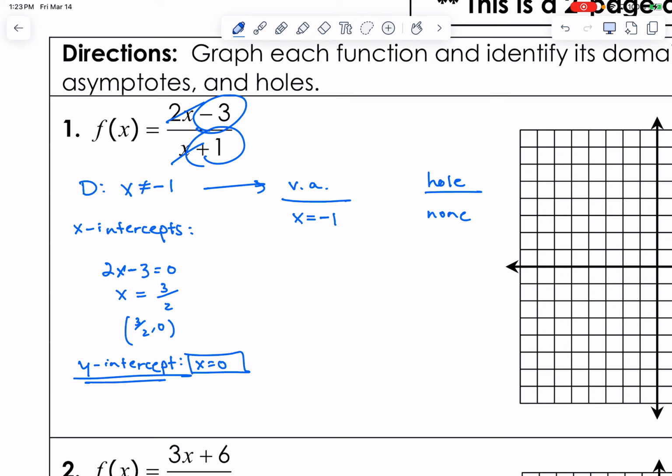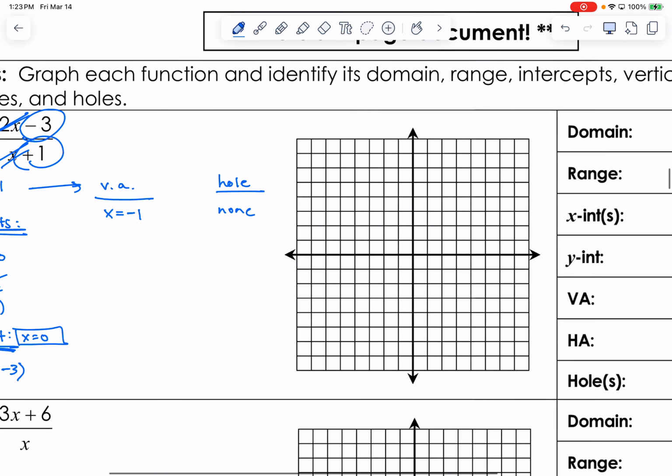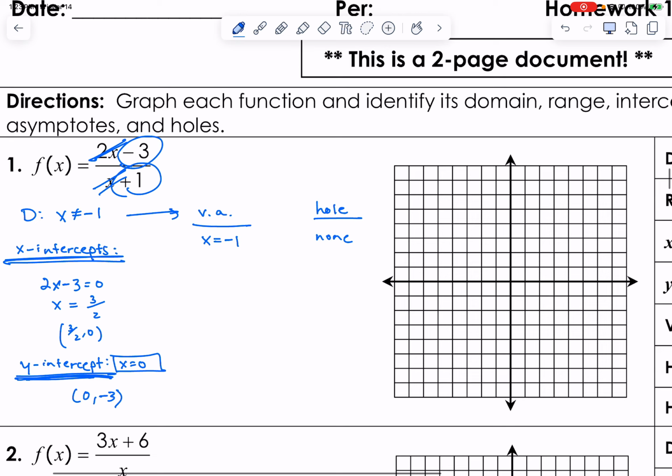So then the y-intercept would be when I plug in 0. If I plug in 0, that's 0 and out, that's 0 and out. So I'm going to get 0, -3. All right. Now, the only thing left to do that I haven't done is HA, I think, right? Is that the only thing? So I've done VA, I've done hole. Okay. Now I do HA.